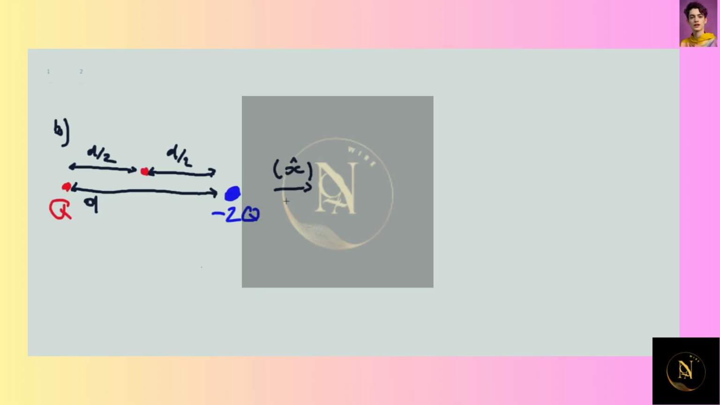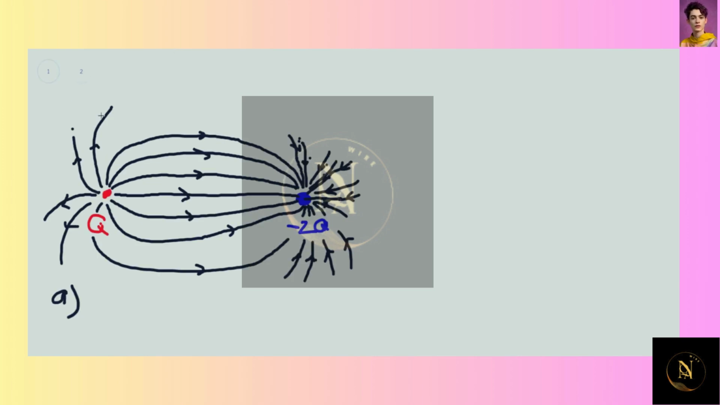This is the solution to problem 6 of chapter 24 of college physics. For the first part of this problem, we're asked to draw the electric field lines of a situation where we have a positive charge Q and a negative charge of -2Q, placed at a distance d apart. What you want to pay attention to here is that the field lines are going to be leaving the positive charge and arriving onto the negative charge.